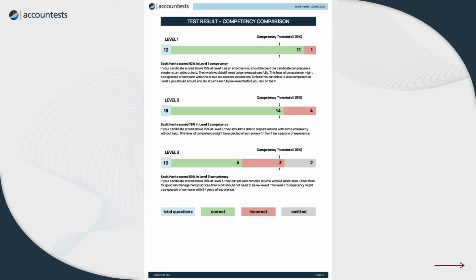So the green bar shows you the questions they got correct at each level, the red shows you the questions they got incorrect, and if there's a grey bar, there's questions that they didn't answer.